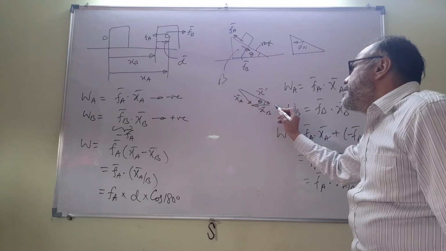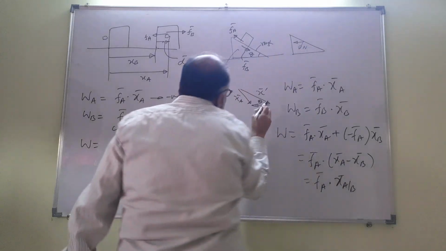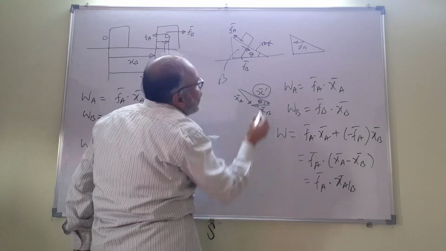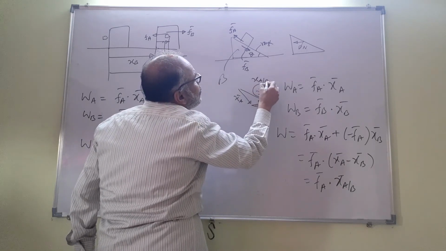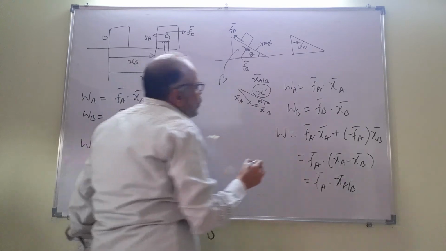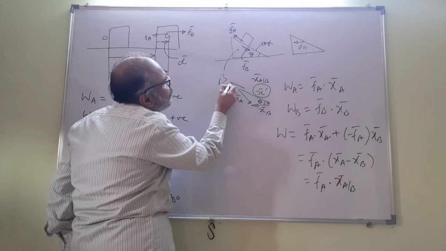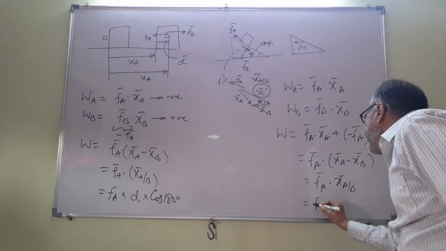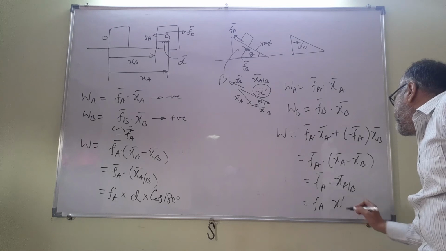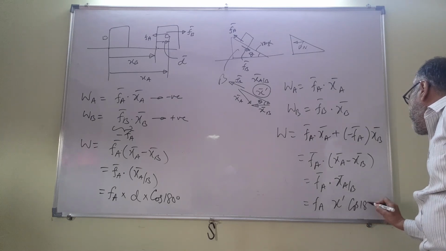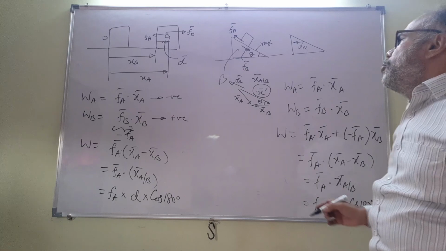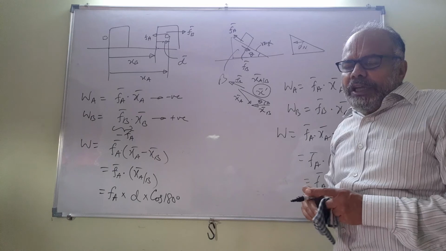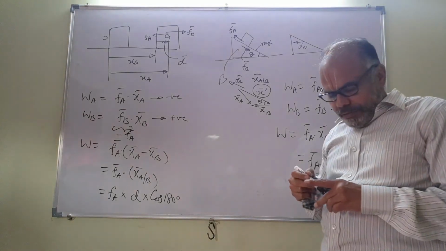Now if the displacement is x dash here like this, x dash is nothing but XA with respect to B. So now we know FA is upwards. So this would be FA, XAB is x dash, and you will have cos of 180. So the overall work done by friction is negative, and hence again there will be heat loss because there is slipping. Thank you.